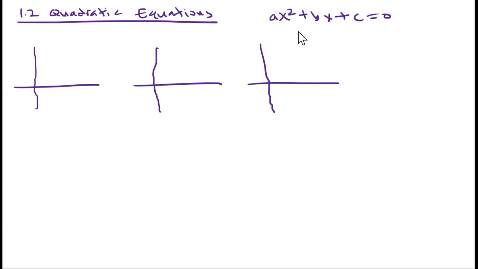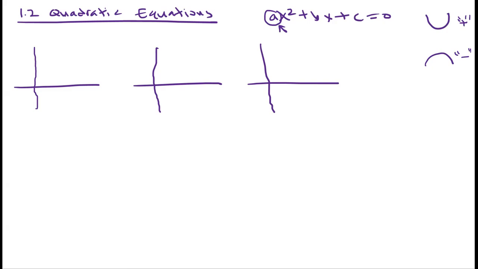To jog your memory, a quadratic is another way of saying a parabola. You can have two types of parabola: a happy parabola or a sad parabola. How do we know if it's happy or sad? We look at the leading term, a. If a is positive, then we have a happy parabola. If a is negative, then we have a sad parabola. That's how I always remembered it.